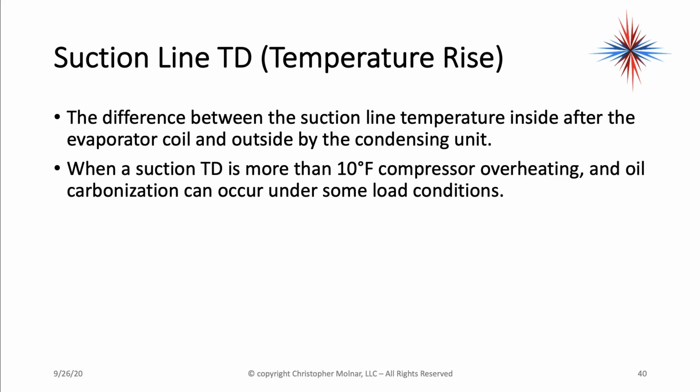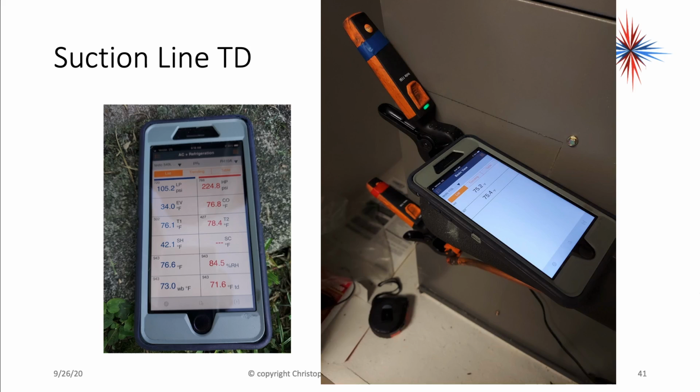Suction line temperature difference is the temperature rise between the inside after the evaporator coil and outside by the condensing unit. When a suction temperature difference is more than 10 degrees, compressor overheating or oil carbonization can occur. So again, we don't want to have massive temperature rises. In this case, I have an outdoor suction line of 76.1 degrees. I have an indoor suction line reading of 75.2. I'm way under 10 degrees, but this line is way too warm. Remember, our superheat was very high.